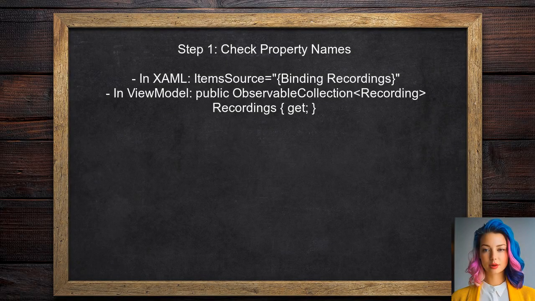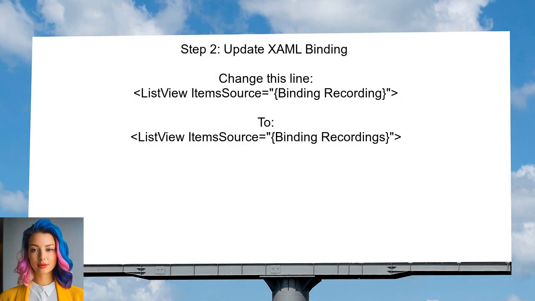To resolve the binding issue, the user should first ensure that the property name in the XAML matches the property name in the view model. In this case, the user is trying to bind to recording, but the property in the view model is named recordings. Next, the user should update the XAML to reflect the correct property name. This means changing the binding in the list view's item source to recordings.